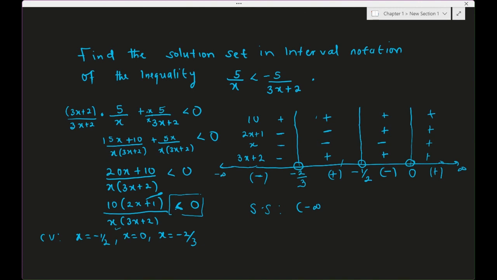Now we take the negative part, which will be minus infinity to minus 2 over 3, then union, another one here, which is from minus half to 0. So this is the answer.